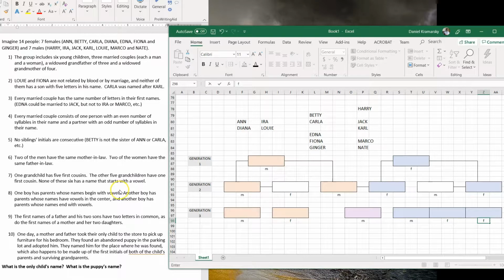Now, the names of a father and his two sons have two letters in common, as do the first names of a mother and her two daughters. That mother and her two daughters could be this woman up here and her two daughters, or it could be this family right here and their two daughters. But the father and his two sons, there is no father with two sons except this guy. So this grandfather here, his two sons, are going to have two letters in common in their names.